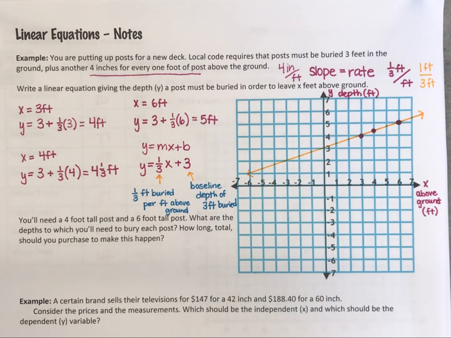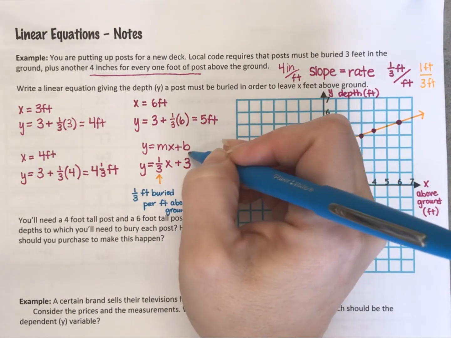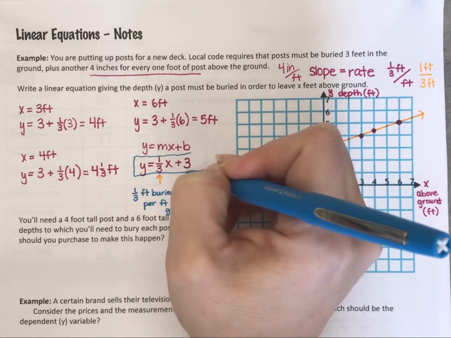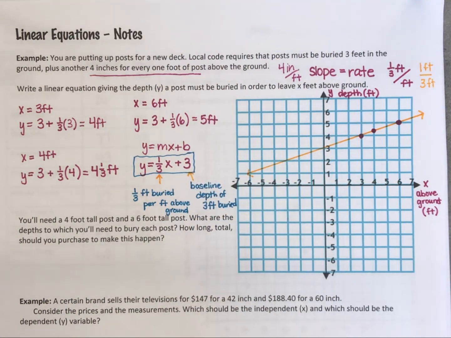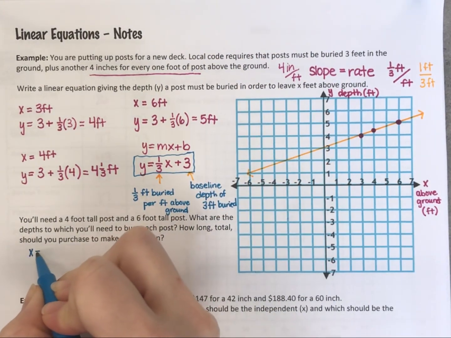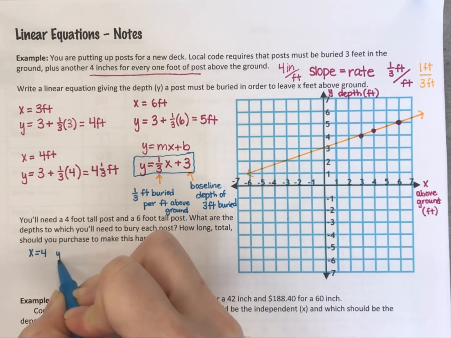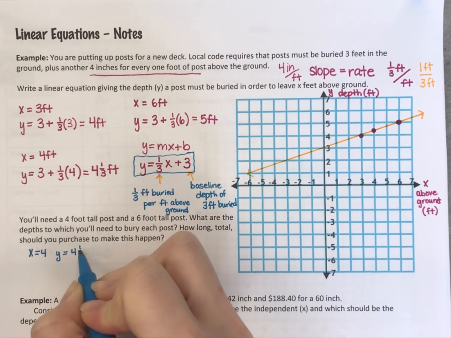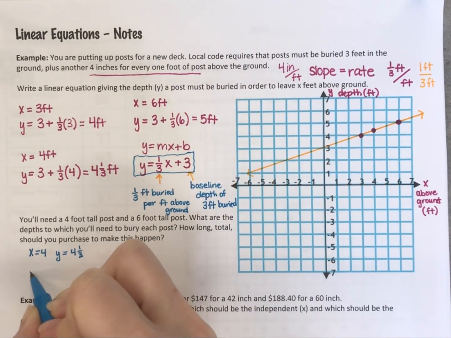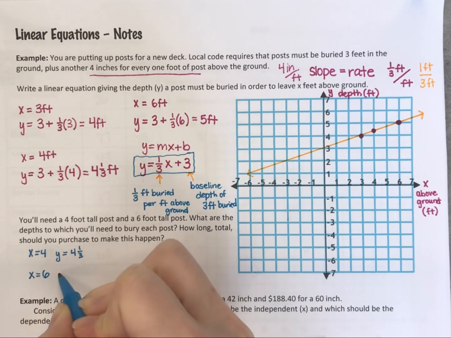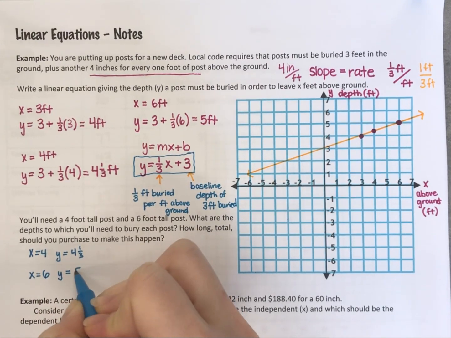It says here that we need a 4-foot tall post and a 6-foot tall post. What are the depths to which you'll need to bury each post? Well, we kind of already figured those out, right? Had we not figured them out, we've got a nice equation that we could plug those into now. We know that our 4-foot post has to be buried 4 1/3 feet. And our 6-foot post needs to be buried 5 feet.